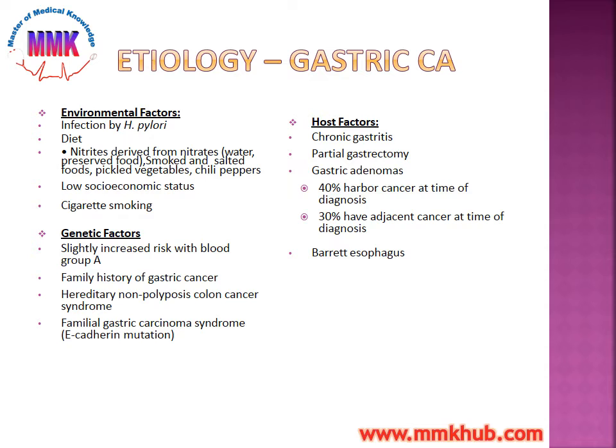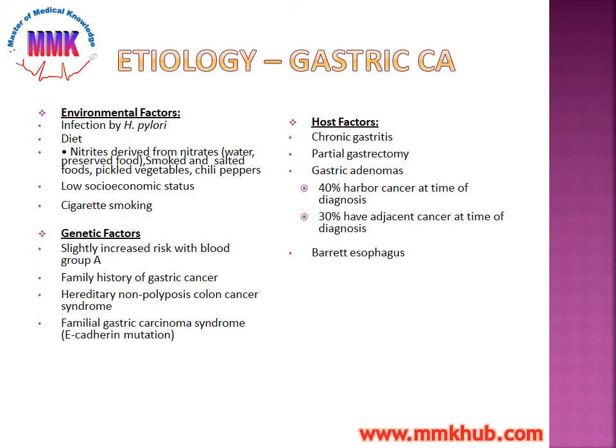As far as etiological factors of gastric carcinoma are concerned, gastric carcinoma etiology is multifactorial. Different environmental, genetic and host factors are involved. For example, environmental factors include infection with H. pylori, different diets containing nitrites, for example, smoked and salted foods, preserved foods, pickled vegetables and chili and peppers. It is more common in low socioeconomic status and cigarette smokers.